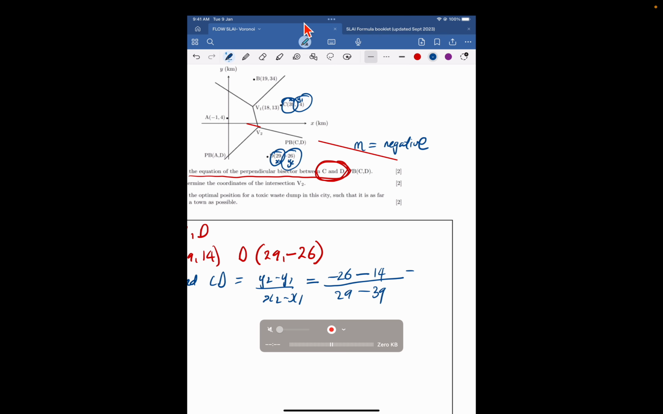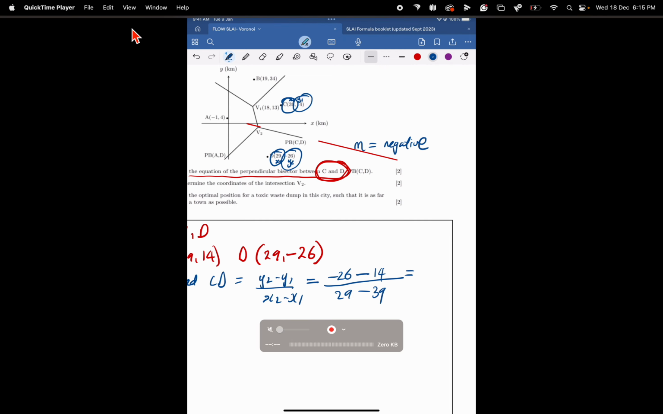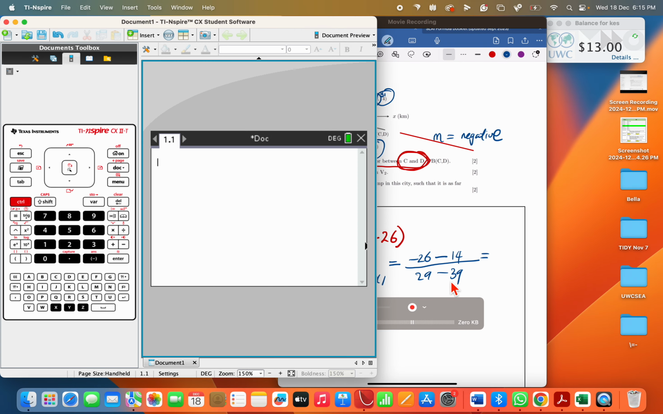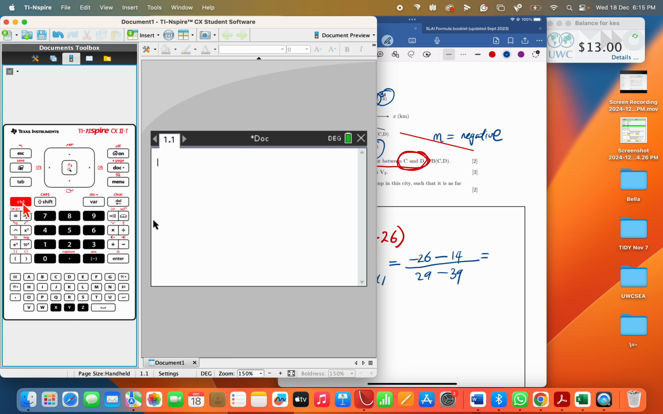Straight to the calculator. You could type this in without any problem. In fact, let me show you how to do it on the calculator. If we go to our TI Inspire, you can see that it's a fraction to put in. So we press Control Divide. We have a numerator and denominator.